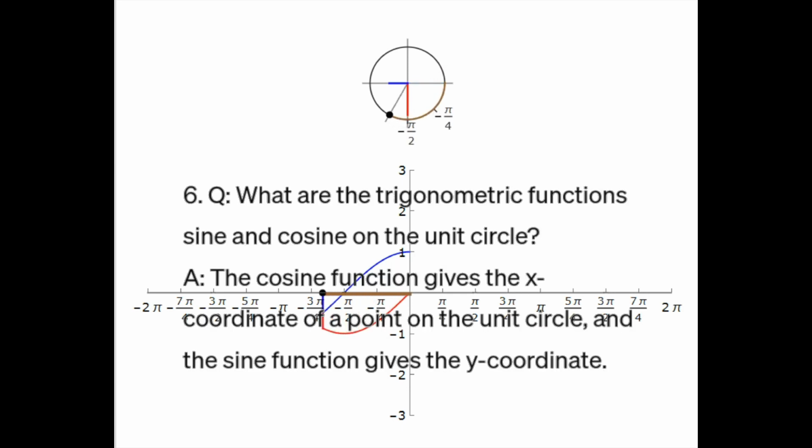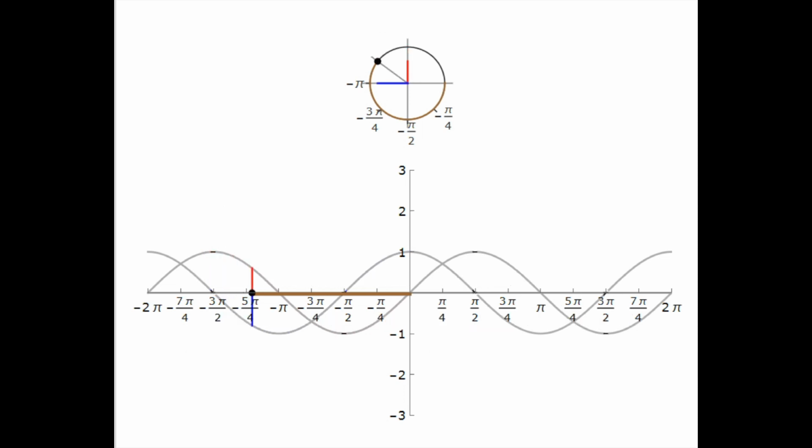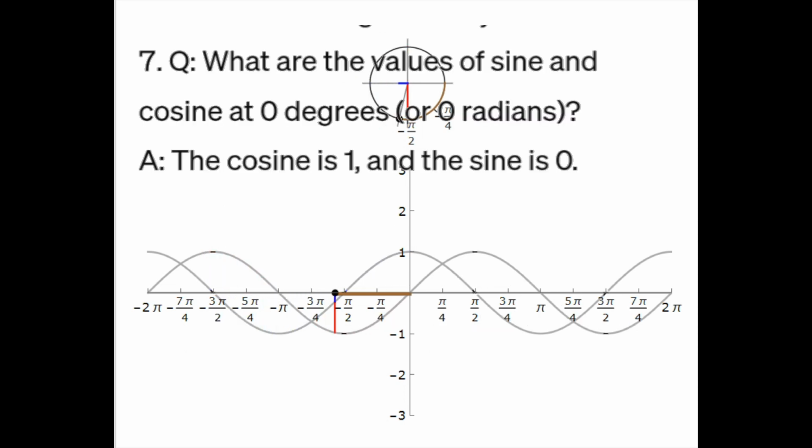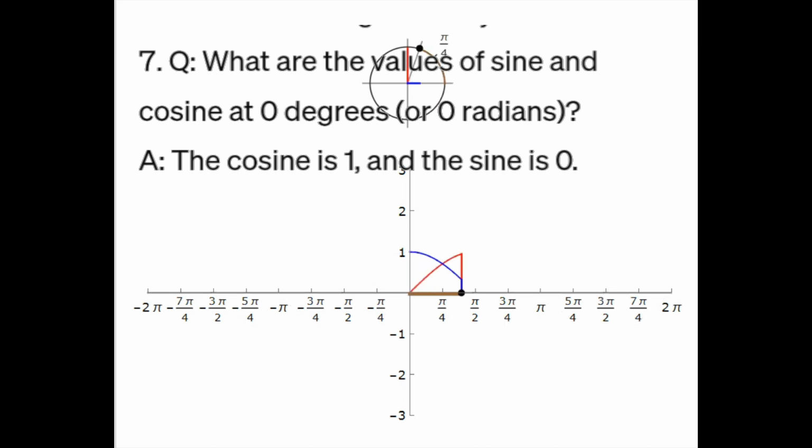What are the trigonometric functions sine and cosine on the unit circle? The cosine function gives the x-coordinate of a point on the unit circle, and the sine function gives the y-coordinate. What are the values of sine and cosine at 0 degrees, or 0 radians? The cosine is 1, and the sine is 0.